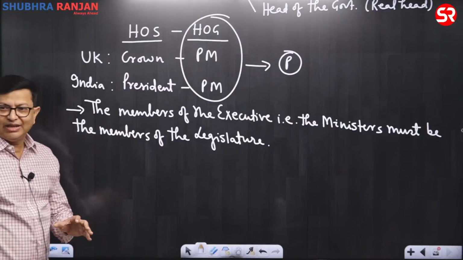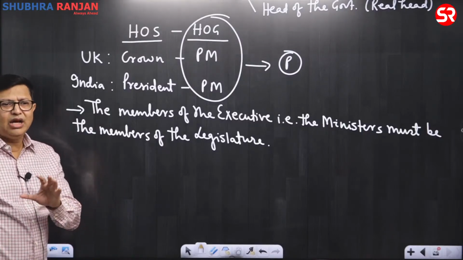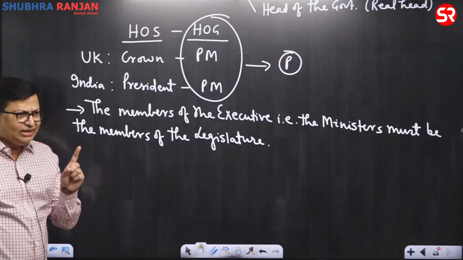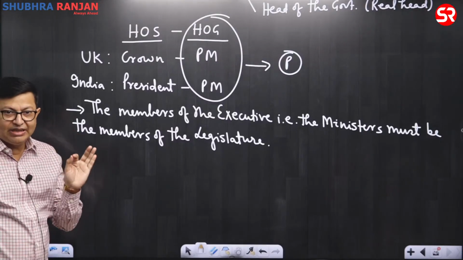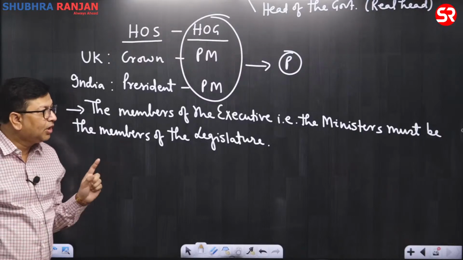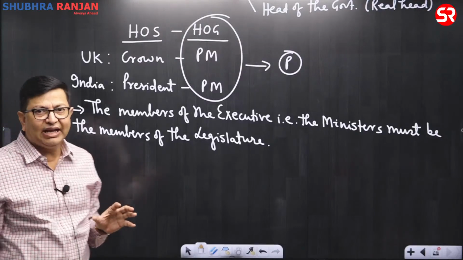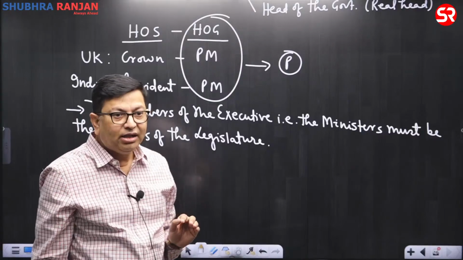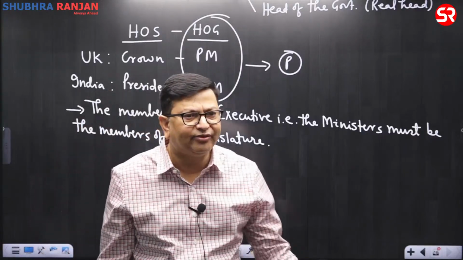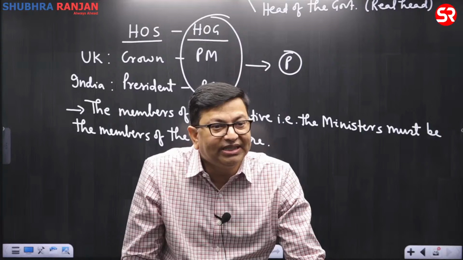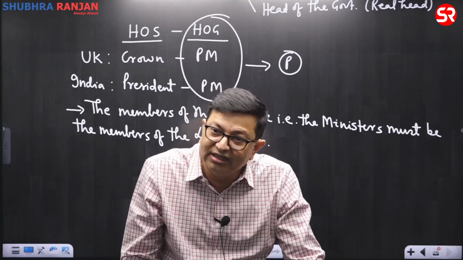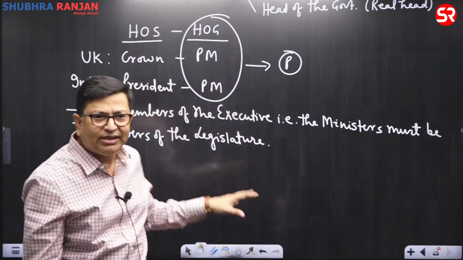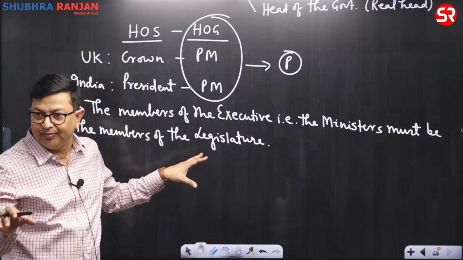You see, in our country, all our ministers are either members of the Lok Sabha or the Rajya Sabha. You must be a member of the legislature. Not only this, in our country we have a law that a non-member can be a minister for 6 months. But within 6 months, he needs to get elected to either house of the legislature. This pattern is followed at the state level also.